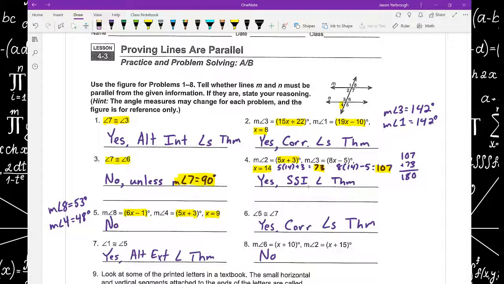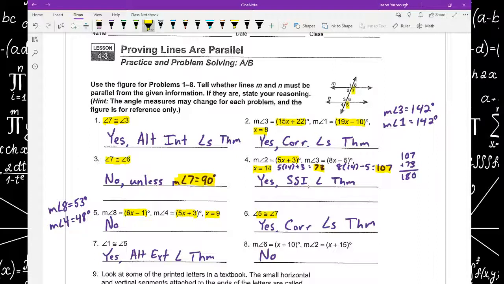Let's look at number 6, where now we're going to compare angles 5 and 7. Angles 5 and 7 are in the same location at both intersections, which would make them corresponding angles. Corresponding angles need to be congruent. Since it says angle 5 is congruent to angle 7, yes, these lines will be parallel by the corresponding angles theorem.